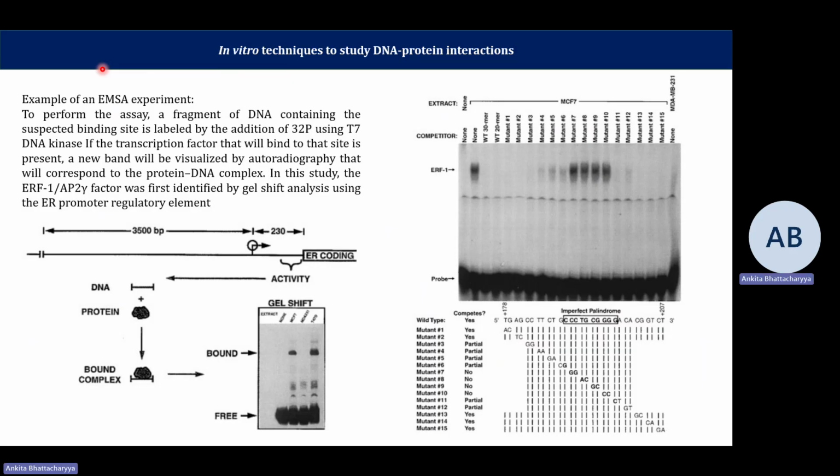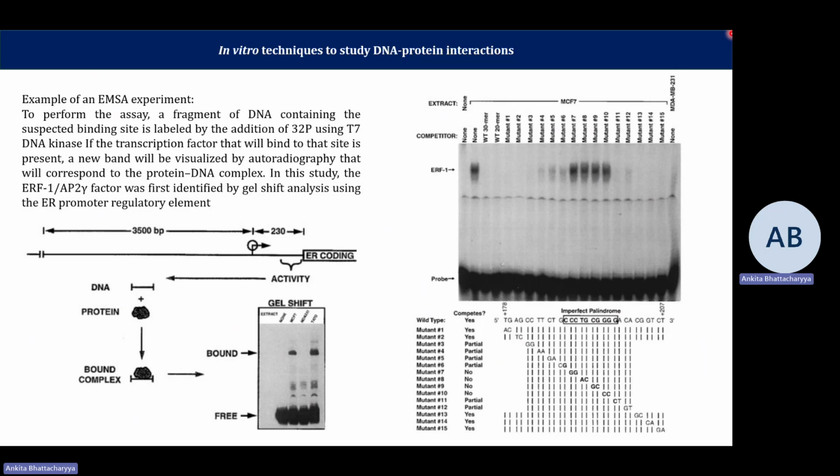So you have your sequence of interest. This is the ER coding region. This is the activity site. You take the DNA from this region, you add your protein, and the bound complex is then run on a gel. You see, this is the free probe and this is your bound sequence. So this is the concept behind it. Now, practically, if you do perform EMSA and run it on a gel, what do you expect to see?